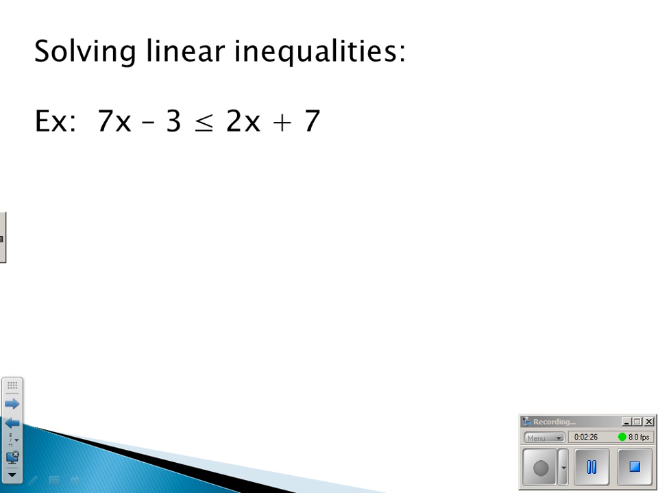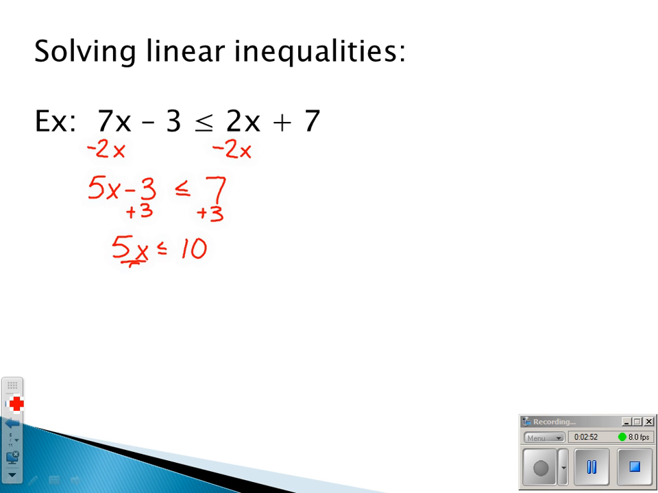So here's our first one. I started us off pretty easy. We simply need to isolate our variable. So let's first get the variable terms together. I'm going to move 2x to the other side, so subtract 2x from both sides. We get 5x minus 3 is less than or equal to 7 on the right. Now I can move my negative 3, add 3 to both sides. So 5x is less than or equal to 10. Dividing both sides by 5 gives us x is less than or equal to 2.